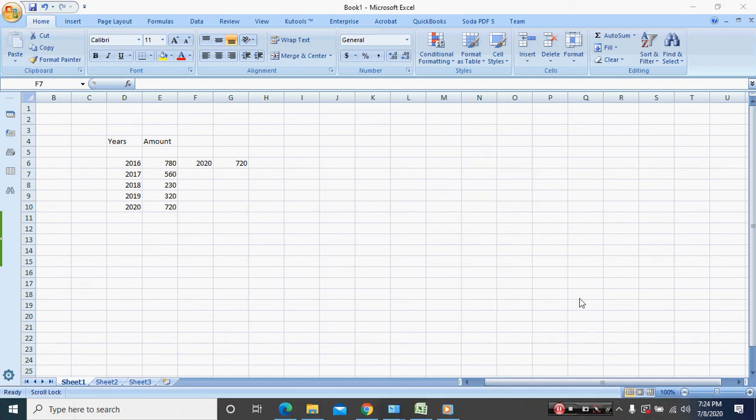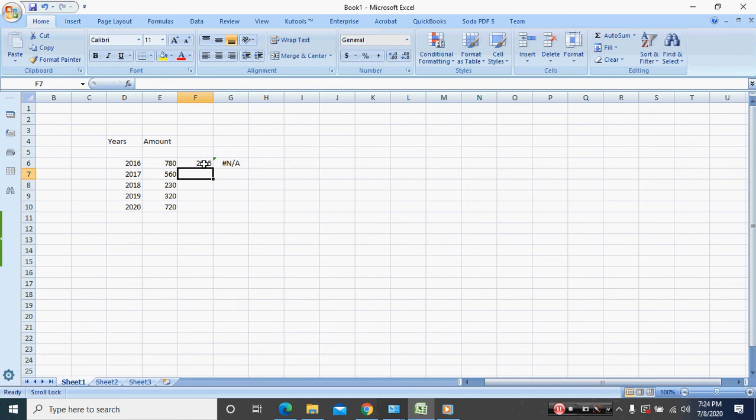The last tutorial that we did was the VLOOKUP tutorial. And so what we did, we stated that we want to look up 2020 in these figures. So for 2020, the amount would have been 720. And if we state 2017, it would have been 560. But if we put 2015, we are going to get an error.